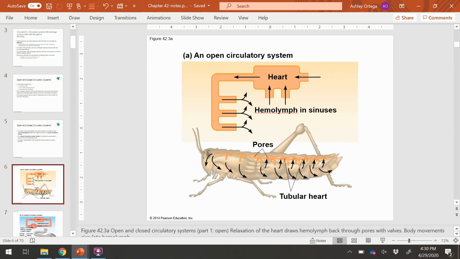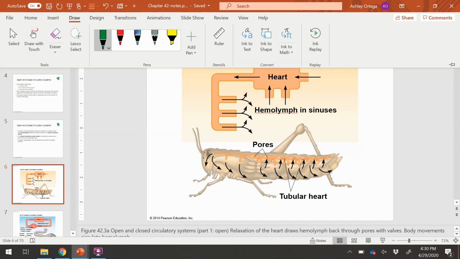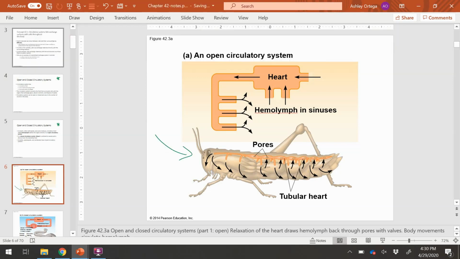So here we see the example of an open circulatory system in a grasshopper. In the overall diagram of the grasshopper here, you can see that there are pores. These pores are connected, moving from the anterior to the posterior region on the dorsal side. And these pores are the tiny circles that are on the tubular heart, which are connected to valves.